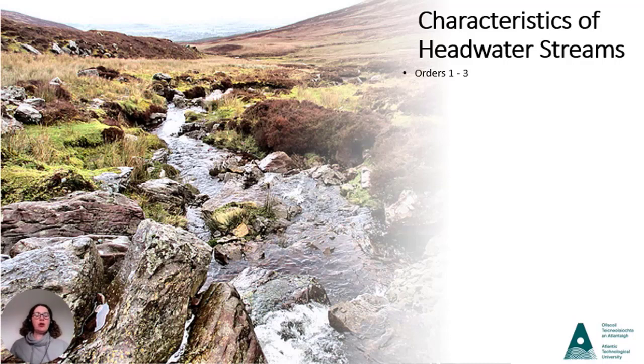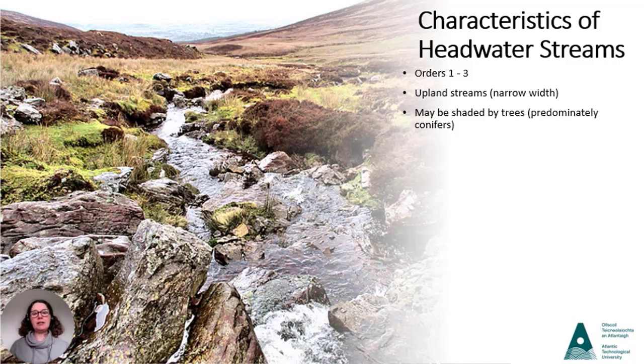So how are headwater streams characterised, and what are the things you need to look out for? Headwater streams tend to be orders 1 to 3. They tend to be upland streams and that are narrow in width. So you should be able to jump across them, or if they're a little bit wider, wade through them easily. Many may be shaded by trees, and for many upland systems they're actually predominantly shaded by conifers, but this may be different in the catchments that you're working with.